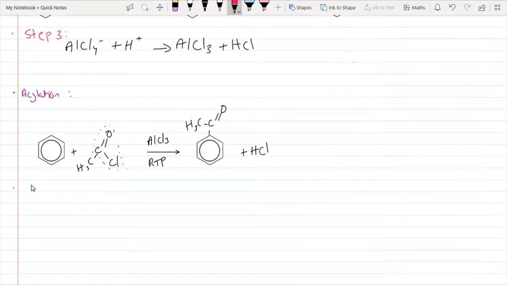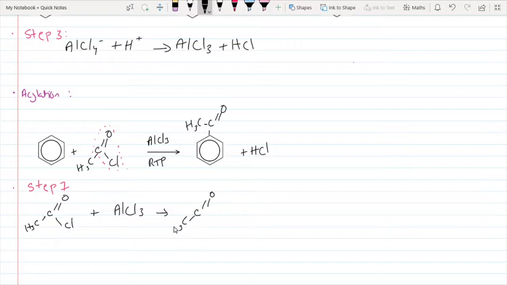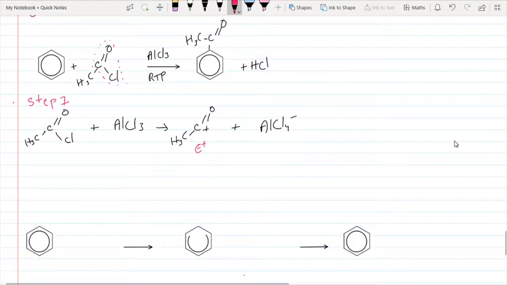Okay, so step number 1, electrophile generation. We'll take our ethanoyl chloride, so C double bond O, CH3, and a Cl over here, and we'll add our halogen carrier, AlCl3, and now these would undergo a reaction to form C double bond O, CH3+, and AlCl4-. Now our electrophile over here is this, so let's write over here electrophile, and this would be used in step 2.